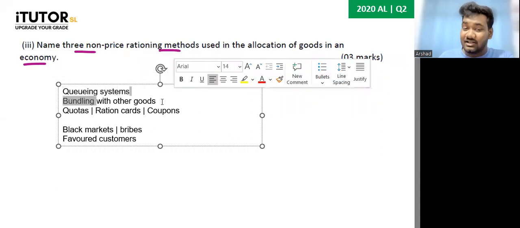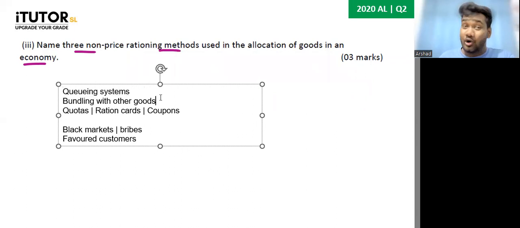What is bundling with other goods? I say, look here, if you want to join my fast track class, you have to buy something else also. Let's say, buy a model paper book from us, right? Bundling with other goods.